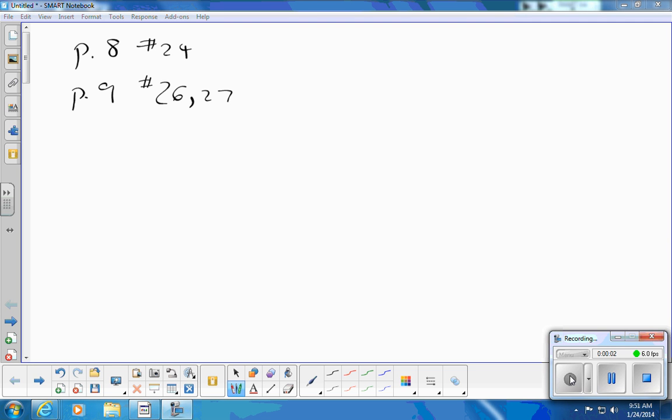Okie doke, we're doing midterm review. We're going to do these three questions that you see here on circular motion. Page 8, number 24, which ties in with question number 23, which is kind of an odd thing.